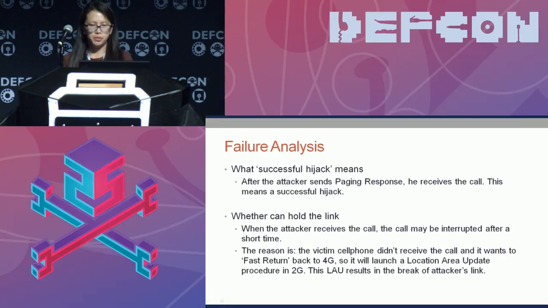After we tested and analyzed, the major reason we found causing this issue is the fast return procedure. The chipset manufacturers implement fast return in different ways. When a victim cell phone receives a paging message but doesn't receive the call, it may launch a location area update procedure in 2G. And this action will finally lead to the interruption of our hijack link.